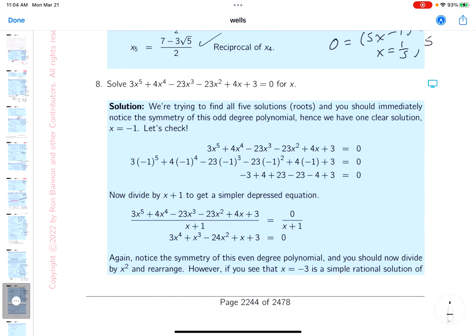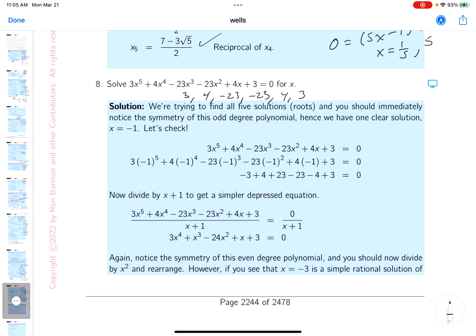Again, looking at this, I see a good deal of symmetry. Let's write this down. I'm just using the coefficients now, and we've done several of these problems already, quite a few. Let's see, minus 23, 4, and 3. And certainly, I am looking for a rational root to that.